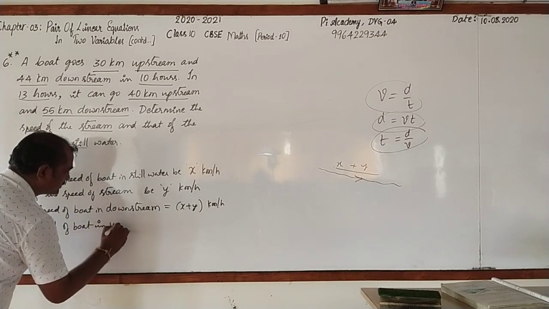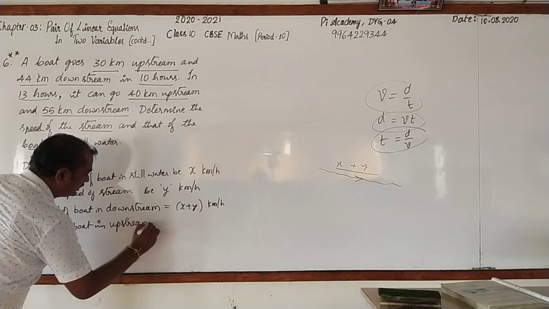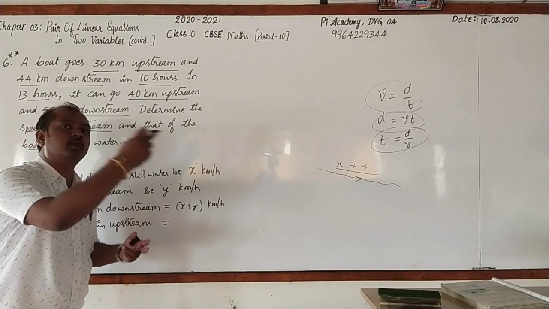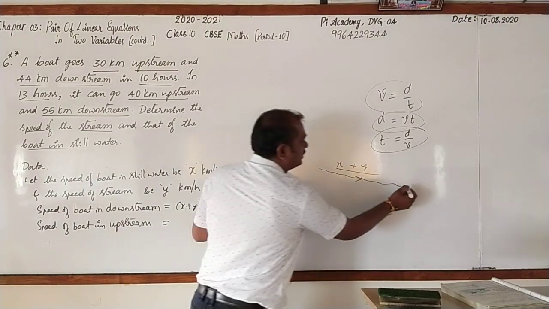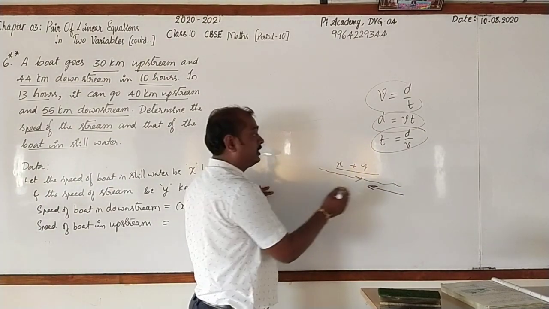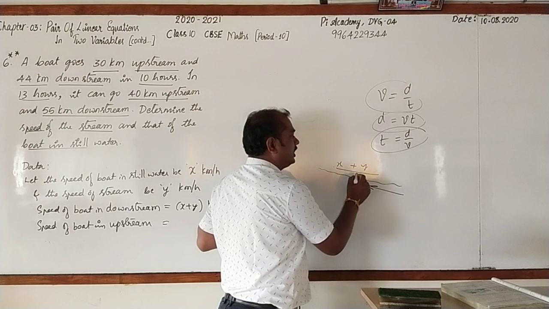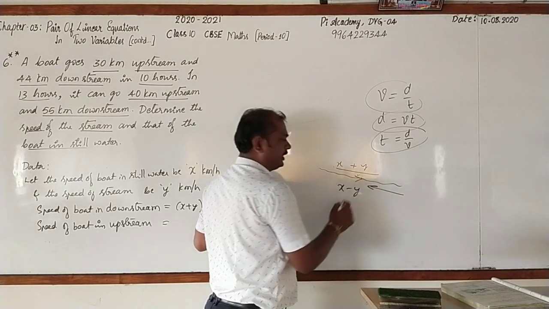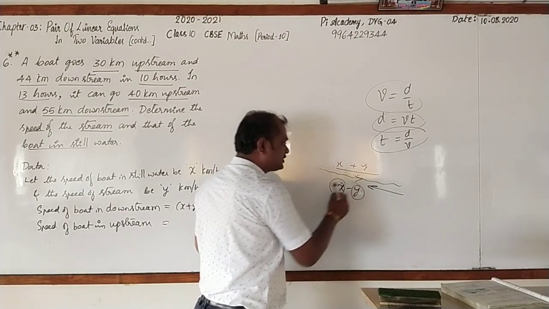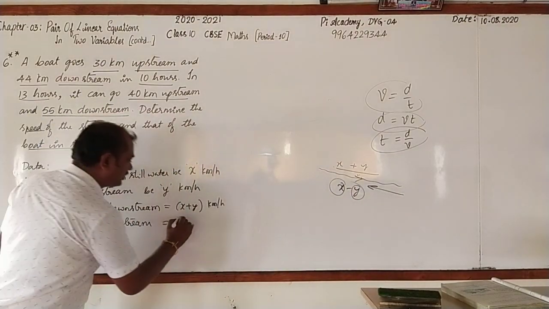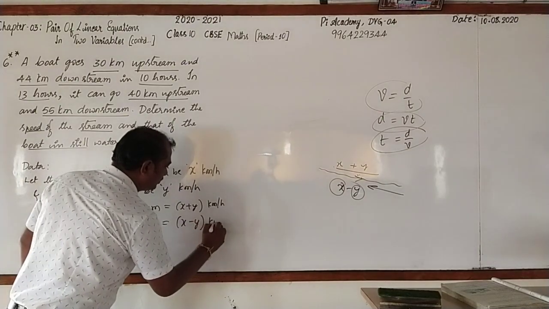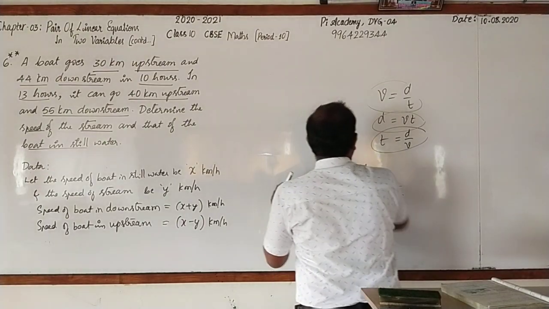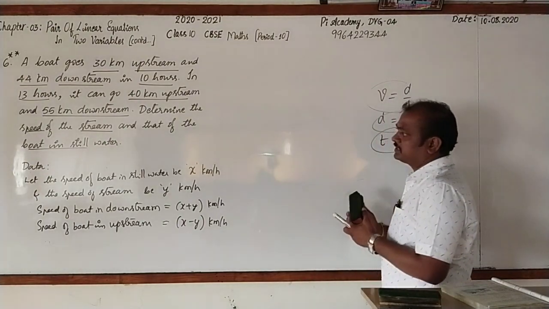What about the speed of the boat in upstream? If the boat has to move in the upstream, its speed should be more than that of the running water. Here, the boat is moving in this direction. Under such condition, we can come to know that it is x minus y, the speed of the boat minus the speed of the stream. Here I'll write x minus y kilometer per hour. Got it? Now let's move on to calculation. I'll keep this formula as it is.